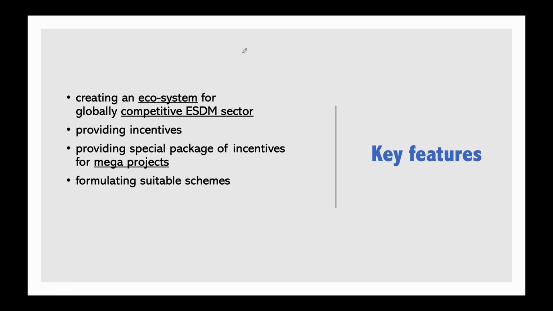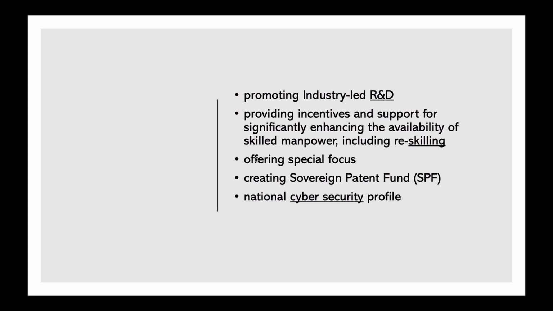Now we'll try to understand the different features of this policy. First, they want to create an ecosystem for a globally competitive ESDM sector. Why do they want to do this? Because they want to promote domestic manufacturing and export in the entire value chain system. So they will provide incentives and support for manufacturing of core electronic components, and they will provide a special package of incentives for mega projects which are extremely high tech and entail huge investments. Mega projects include manufacturing of semiconductor facilities, display fabrication, etc. Formulating suitable schemes and incentive mechanisms to encourage new units and expansion of existing units will be taken up under this scheme. There are some more features also.